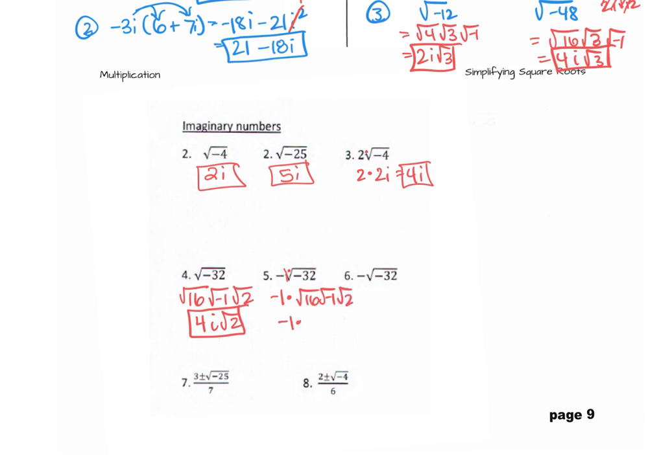So it's negative 1 times that 4 times that i times that square root of 2. So I'd get negative 4i square root of 2 simply because there was a negative out in front. And this is actually the same problem. So why don't we switch it up and do something different?